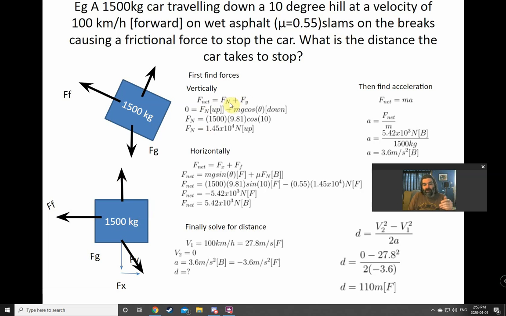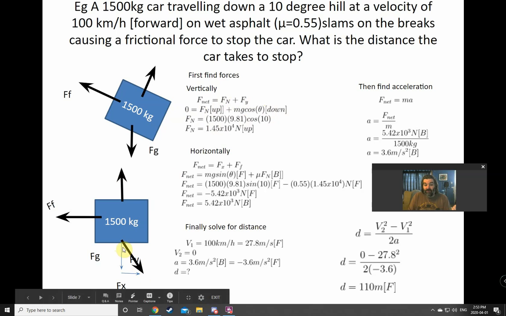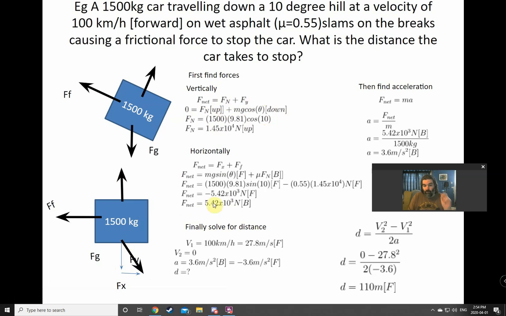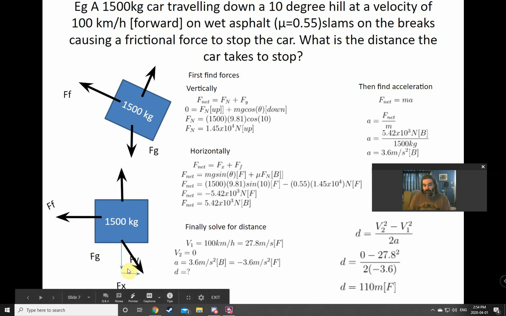So the net force vertically is the normal force and the y component. The normal is what we're trying to find, and the net force is 0. The y component is just the force of gravity, mg, times the cosine of the angle, because it's the adjacent side. Plug in the numbers and you can find the normal force. We then look horizontally. Horizontally, there are only two forces: the force of friction slowing you down, and the x component of the force of gravity pulling you forward down the hill. So we write those out and plug it in.